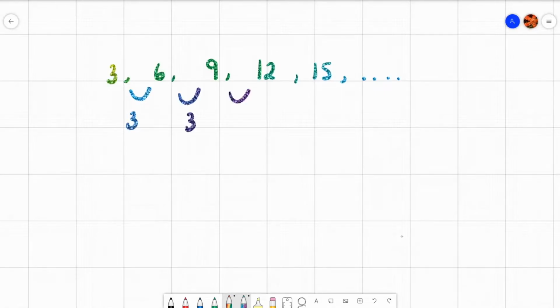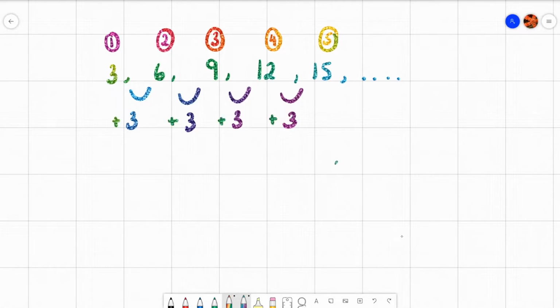3, 3, 3. Okay, right, that's my first number in my pattern, my second number, my third number, my fourth number, and my fifth number. Okay, because the difference between each term is 3, I'm adding 3 each time. My pattern is 3n. Remember, n means any number in my sequence.